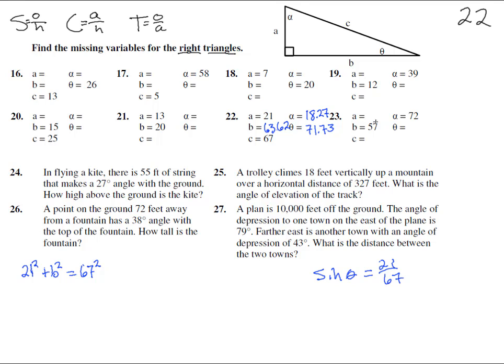We have B is 57. Let's put that up here. And alpha is 72 degrees. Oh, we can get theta. We can see that one's nice and easy. We add those up to 92, so we just need A and C.